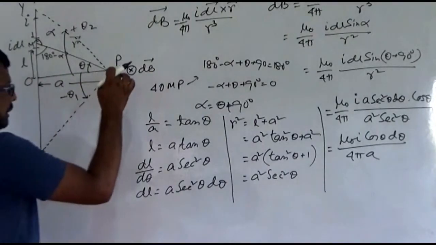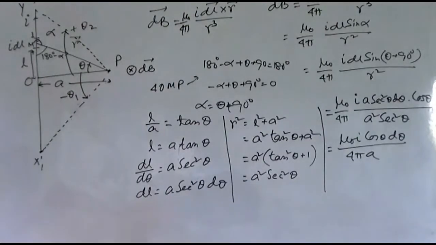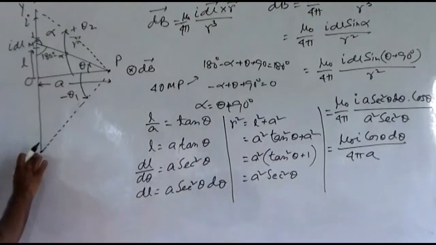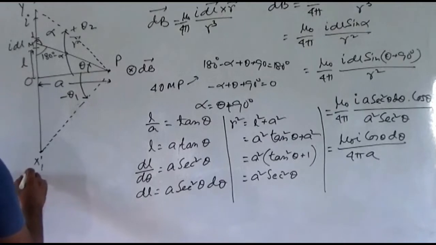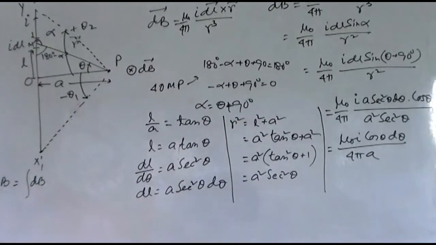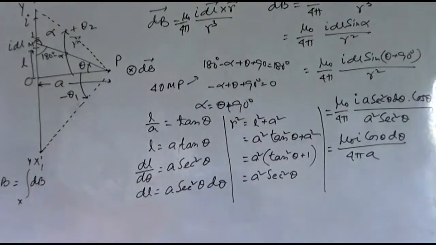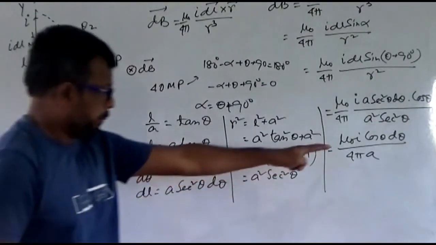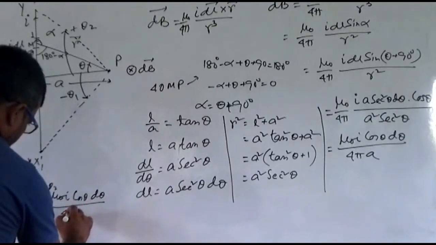Now, to get the magnetic field at point P due to this XY current carrying conductor, I have to integrate this dB starting from X and ending at Y. That means the total or resultant magnetic field at point P due to XY is equal to the integration of dB, carried over from X to Y, that is theta equals minus theta 1 to plus theta 2, of mu naught I cos theta d theta divided by 4 pi A.